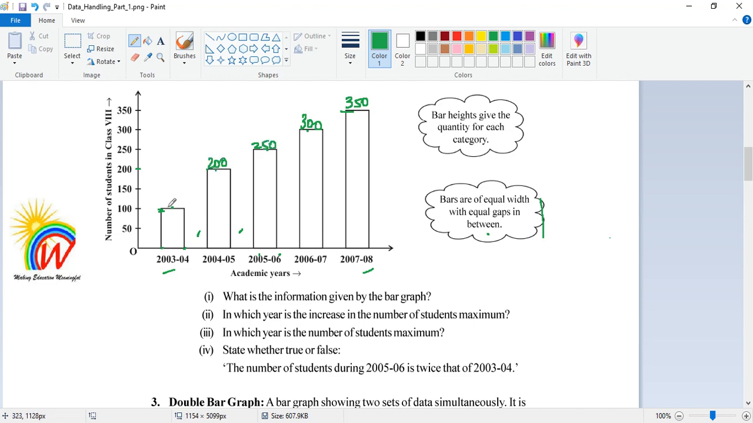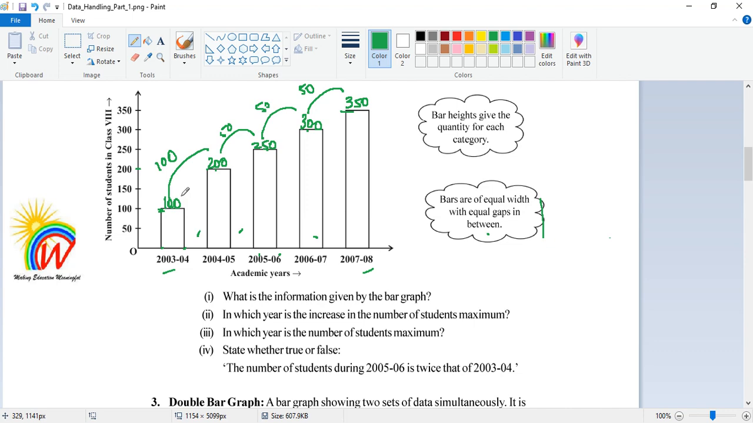And this is 100, right? So now you see the increase. From 2007, 2008, the increase is just 50. Here also 50, right? And what about the next one? Here also it's 50, right? Now here you see it's 100, correct? So from 2003-2004 to the next year 2004-2005, there was a lot of increase, right? The number of students jump was maximum.